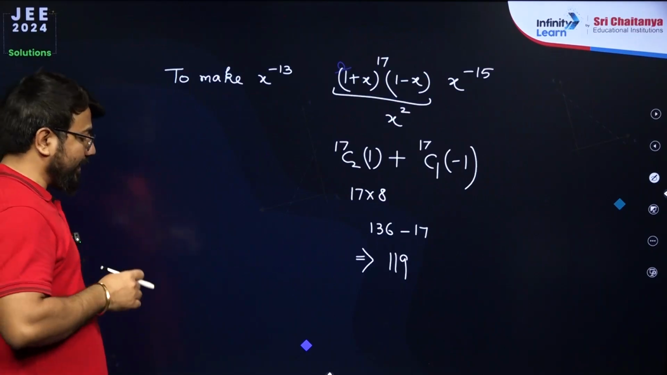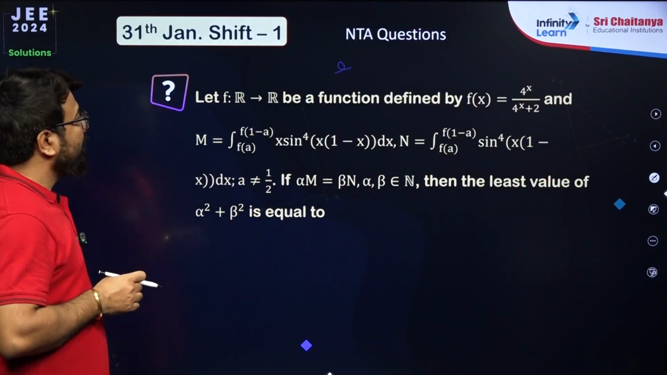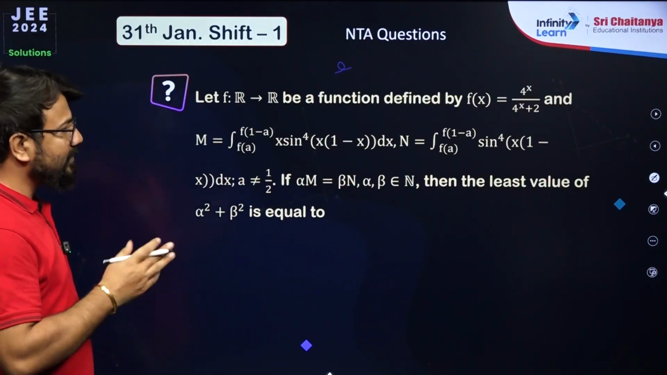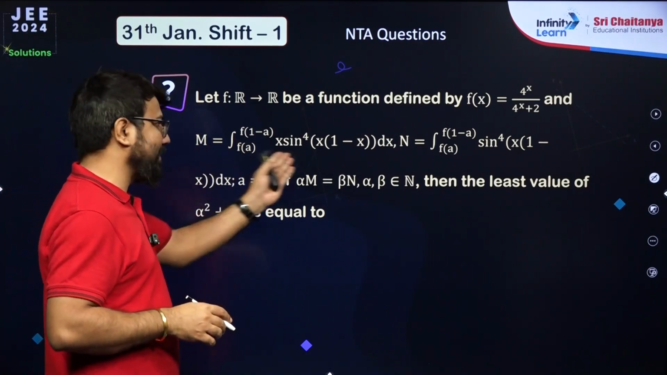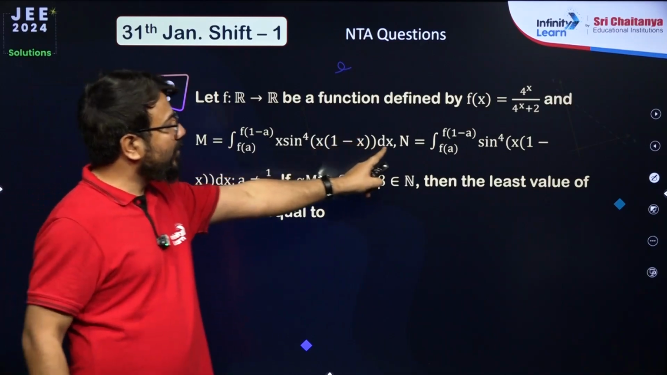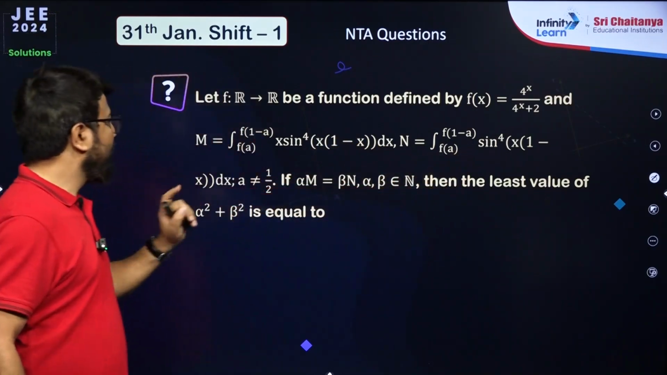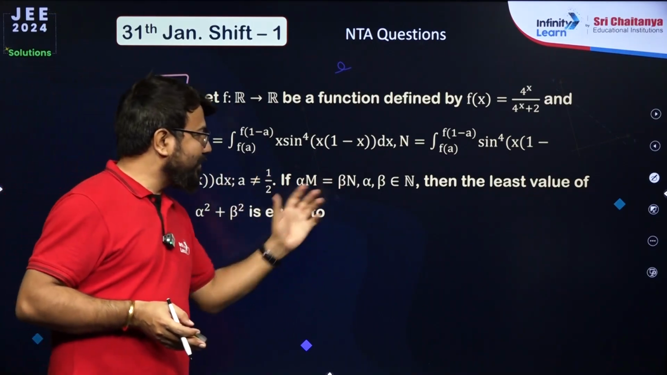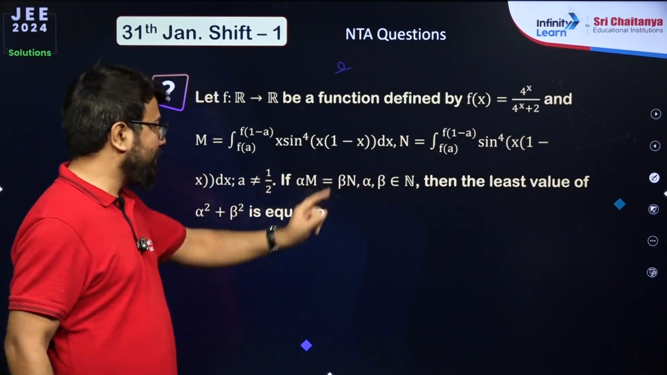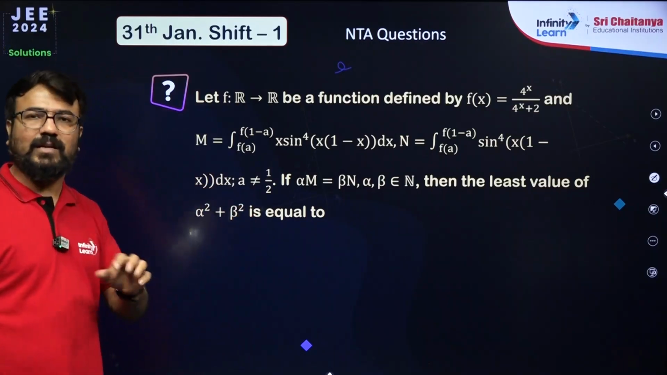Moving forward to the next question. Here a function is being defined. f(x) is this function. And we want to get the value of m by solving this integration. We want to get the value of n by solving this integration. These two integrations are quite similar to each other. If alpha m is equal to beta n, where alpha and beta belong to natural numbers, then they are asking for the least value of alpha square plus beta square.